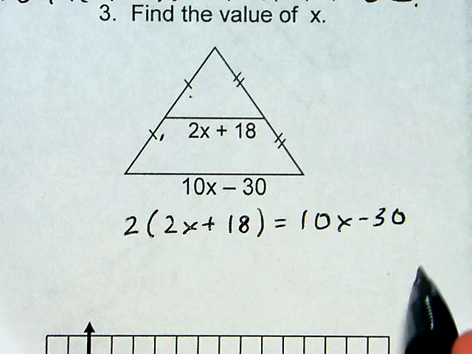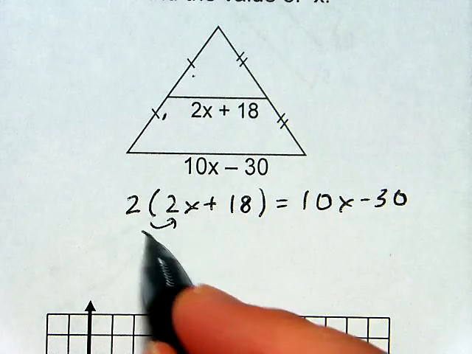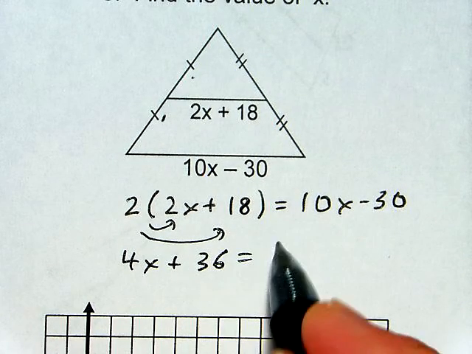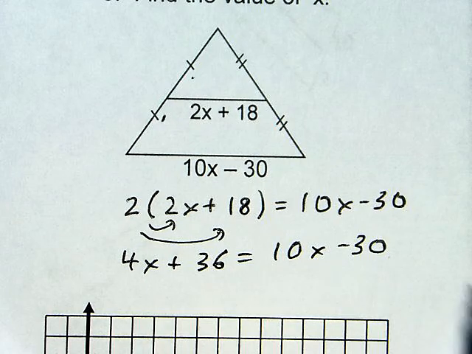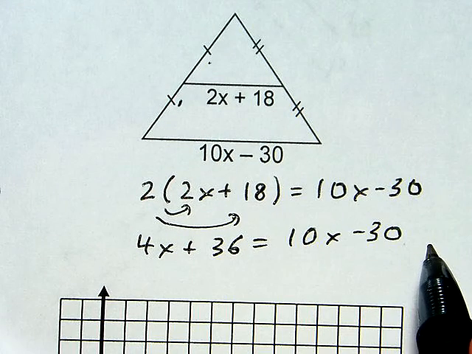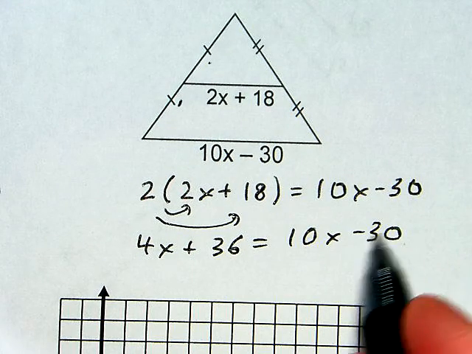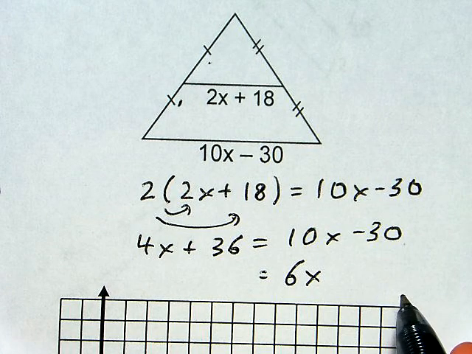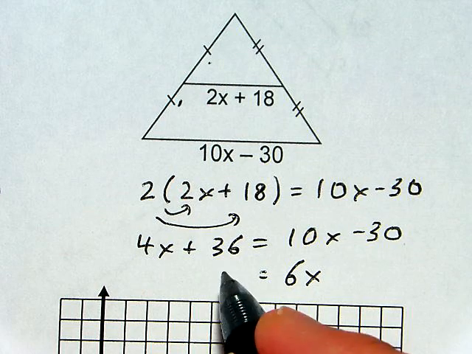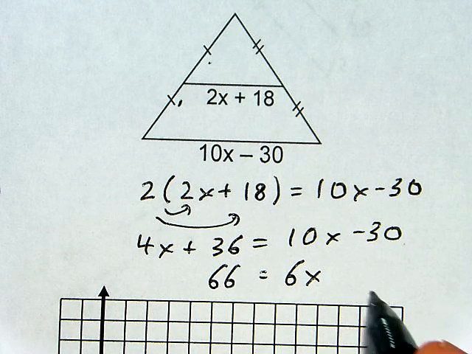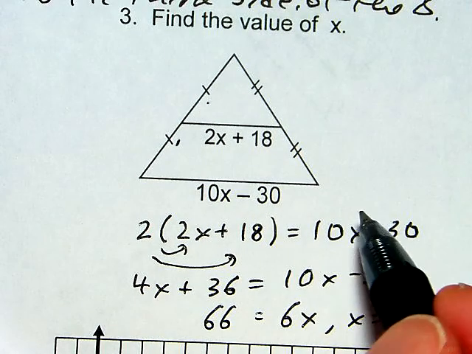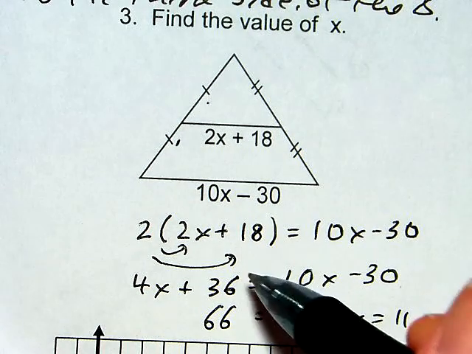Okay, now let's solve this by distributing the 2. We get 4x plus 36 equals 10x minus 30. Sort of running out of space here, so I'm going to conserve space and just skip ahead. I've got 6x equals 66. That makes x equal 11. Well, let's just double check, make sure that works. Make sure I did my math correctly.